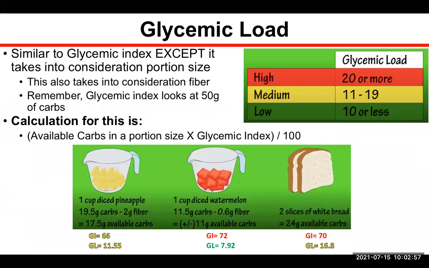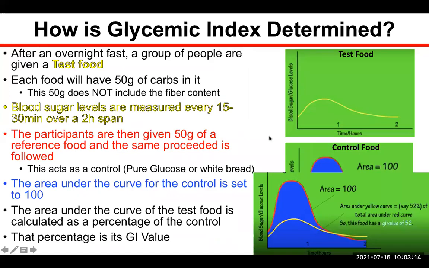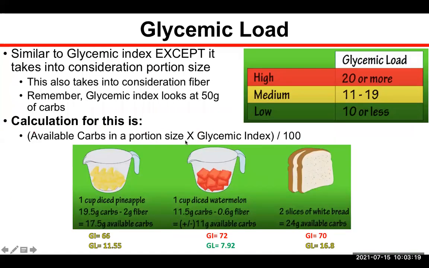Now, glycemic load is a little similar, except in my opinion, I think it's a lot better, but it still needs some improvement. The glycemic index does not take into consideration the portion size. So when they're giving these individuals 50 grams of carbs of whatever food they're testing, a lot of the time the food that they're giving them is in excess. It's not a typical portion size that a person typically eats. And so, of course, if you're giving them something that's way too much, they're going to have high amounts of sugar in their blood.